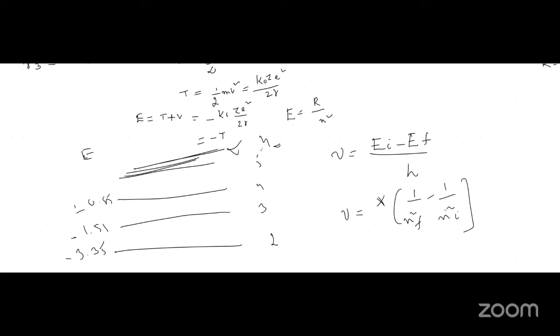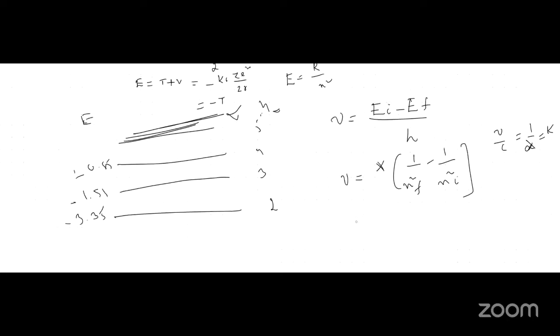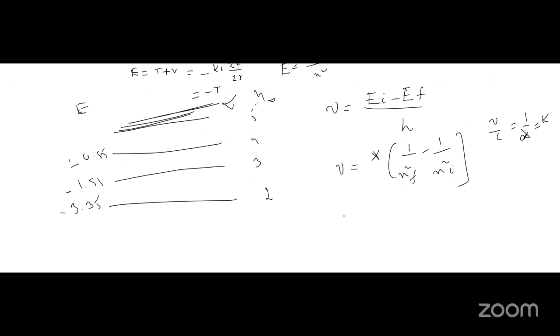So we know that nu by c is equal to 1 by lambda, which is the wave number k. So we can get the k value in terms of the Rydberg constant from this nu value. We get k is equal to R z square into 1 by n square f minus 1 by n square i. Here the constant is 2 pi square k naught square m e power 4 by c h cube.